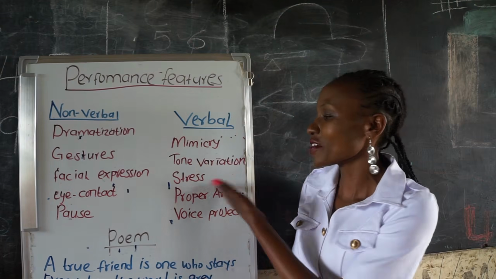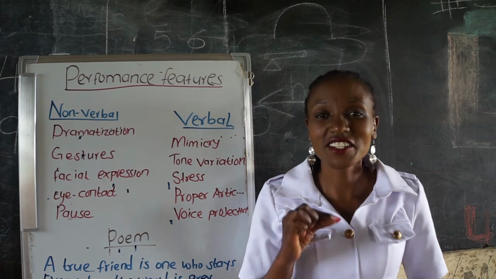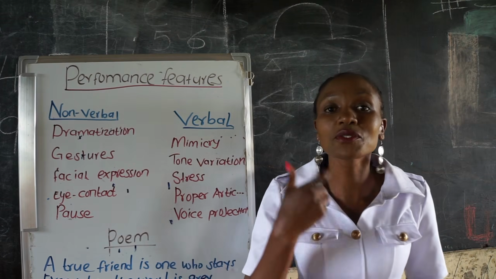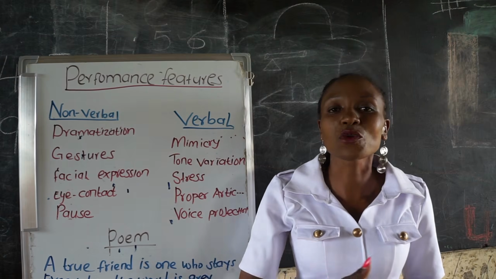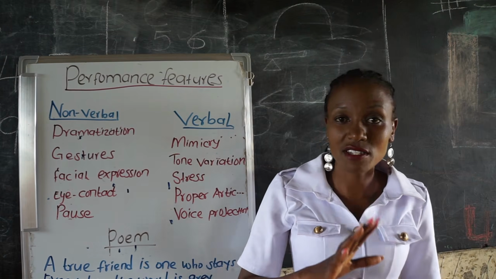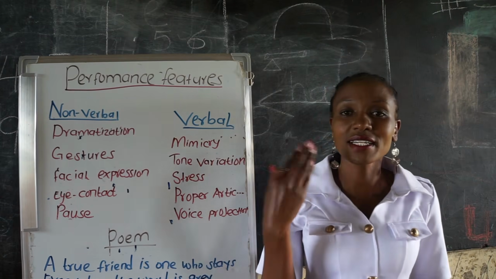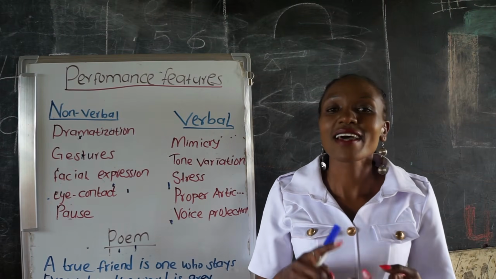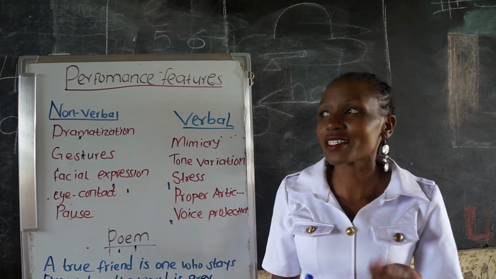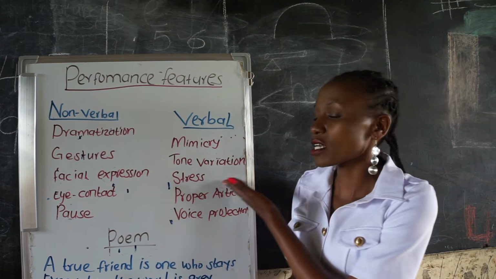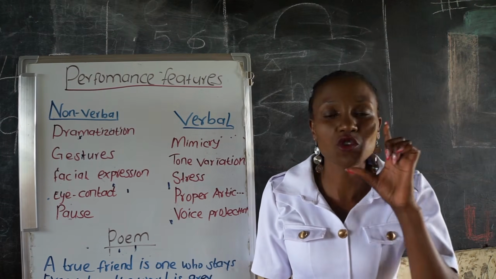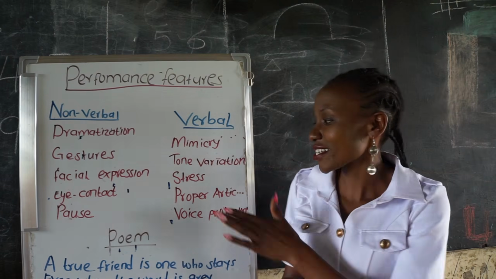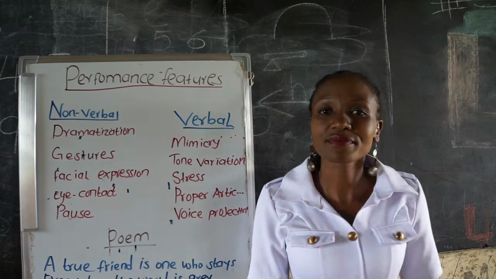Aside from that, we have the stress. This refers to the amount of force that you put to some certain words to create emphasis. In poetry, we have the words that you normally stress in a line. The main verbs, the adjectives, the adverbs, and the nouns. You can consider that when you're talking about stress. Remember, if you're stressing a word, you have to use your voice. That's why this is a verbal way.